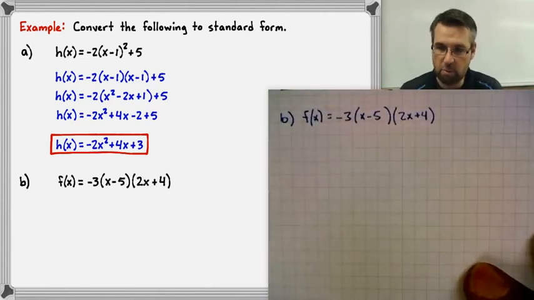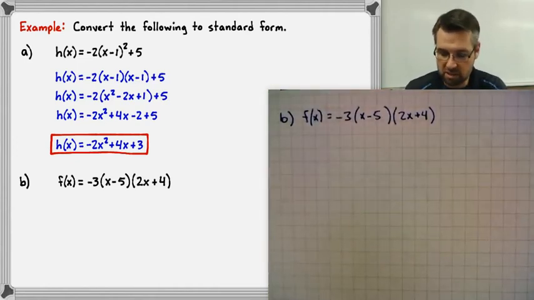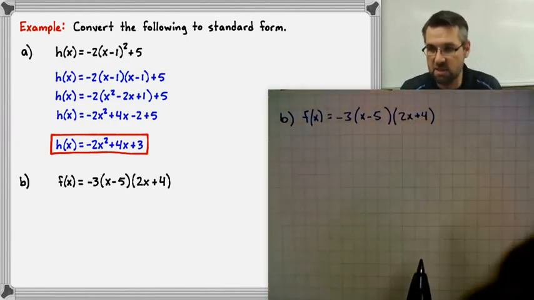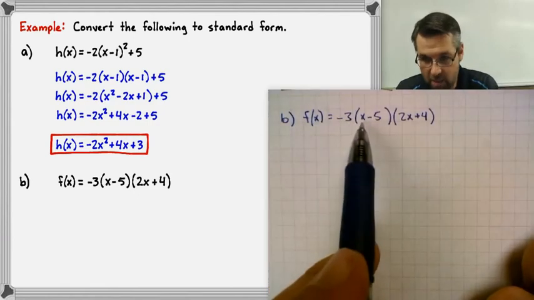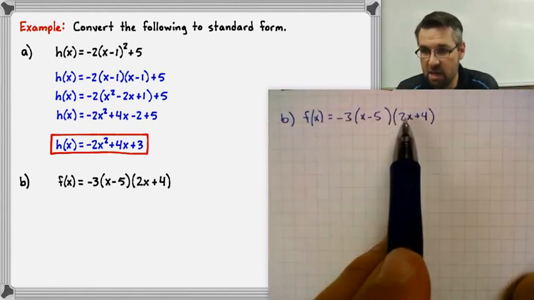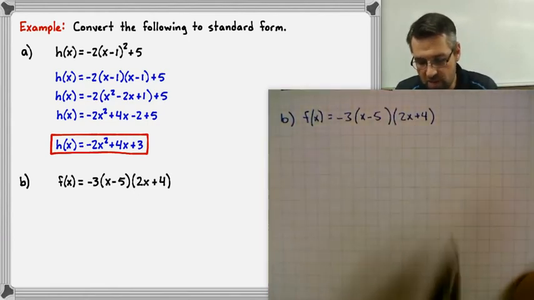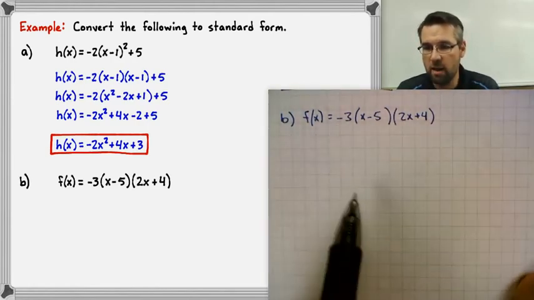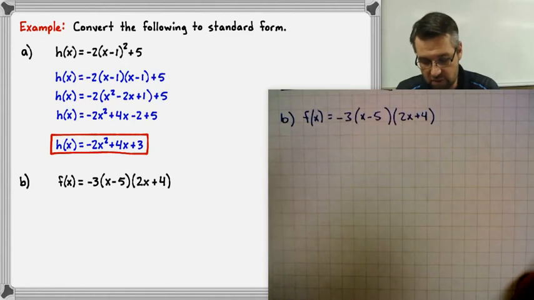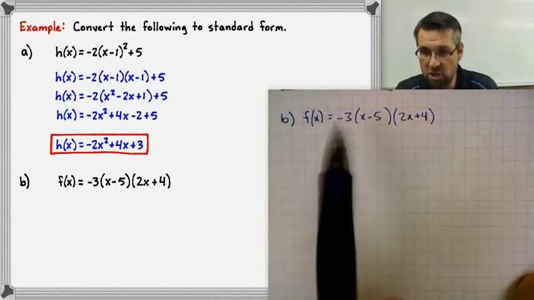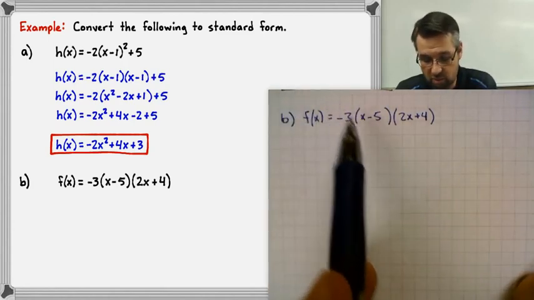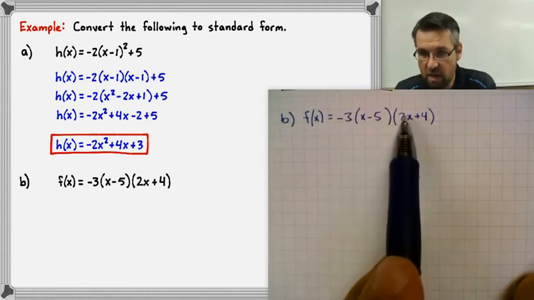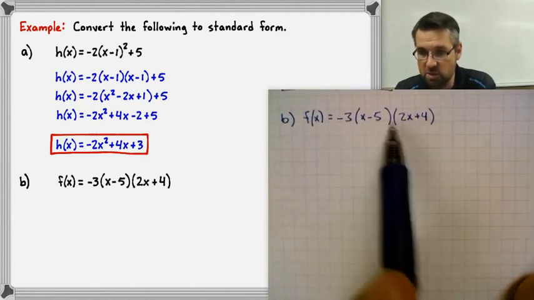Thinking of our order of operations, do we have any parentheses? Well, we have parentheses. Is there anything inside the parentheses that must be done? No, because I can't combine the x minus 5. I can't combine the 2x plus 4. The next step is exponents. Well, I don't have any exponents, so I don't have to worry about that. The next step is multiplication and division. And I do have multiplication. In fact, I have two things of multiplication. I have -3 times x minus 5, and then I have x minus 5 times 2x plus 4.